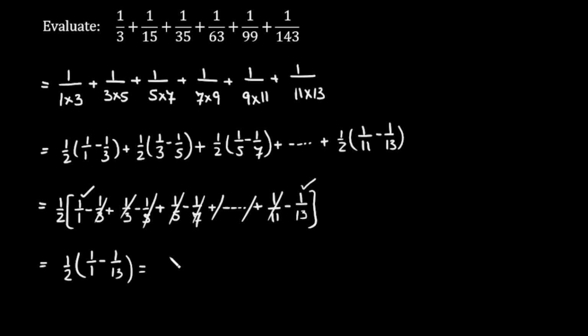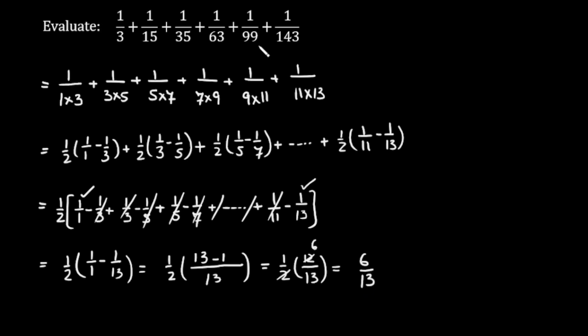This is equal to 1 over 2, 13 is the LCM, 13 minus 1. This is equal to 1 over 2 times 12 over 13. 2 times 6 is 12. So this is equal to 6 over 13. So this is my answer, 6 over 13. I hope you like this video. Thanks for watching.